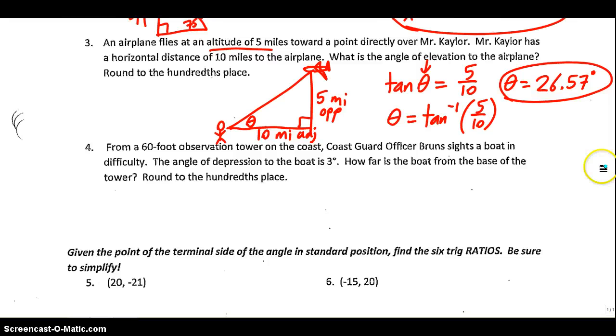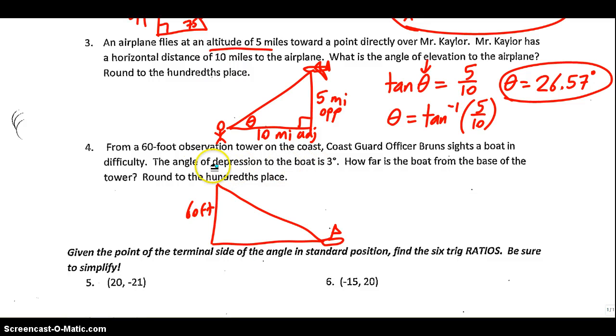From a 60-foot observation tower on the coast, so I'm going to draw a tower, 60 feet. Coast Guard Officer Bruns sights a boat in difficulty. So out here somewhere, he looks out, and he sees a boat in difficulty. Yes, it looks awful. That's why it's in difficulty. The angle of depression to the boat is 3 degrees.